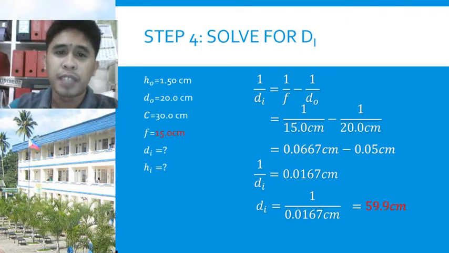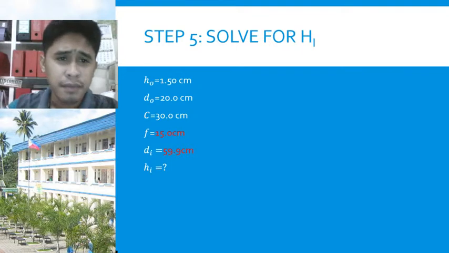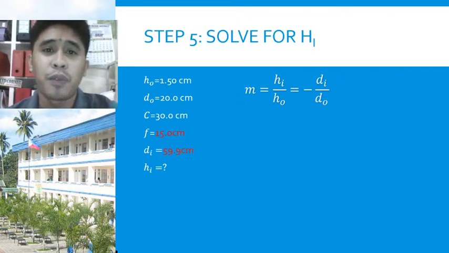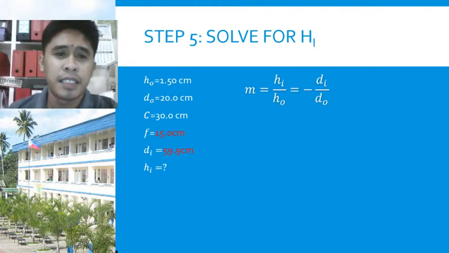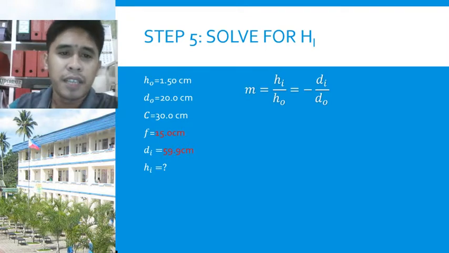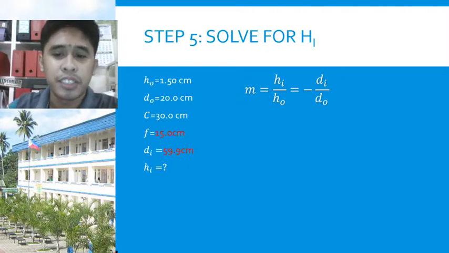Now let us solve for the height of the image, h sub I. We use the magnification equation: M equals h sub I over h sub O, which equals negative d sub I over d sub O. From our previous calculations, we have learned h sub O, d sub O, and d sub I and their values. Therefore, we only need to substitute those known values in our formula to get h sub I, which is the image height.